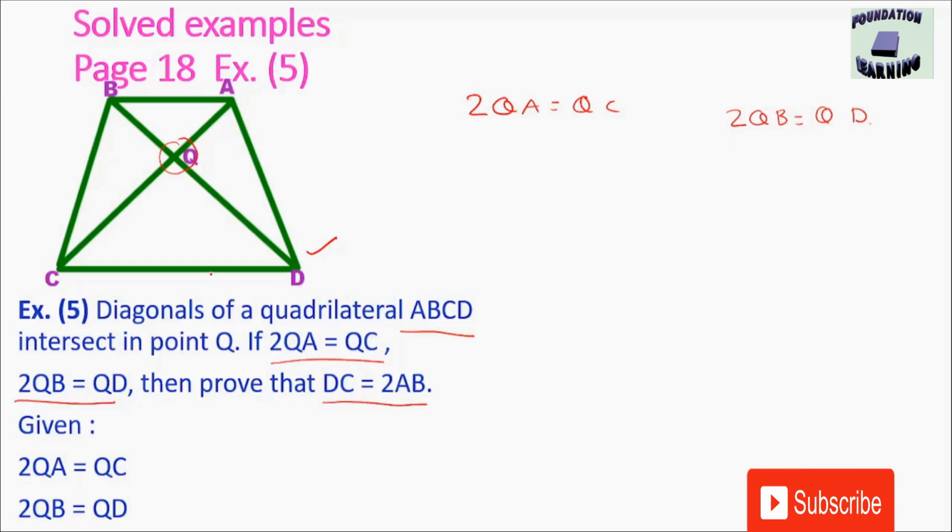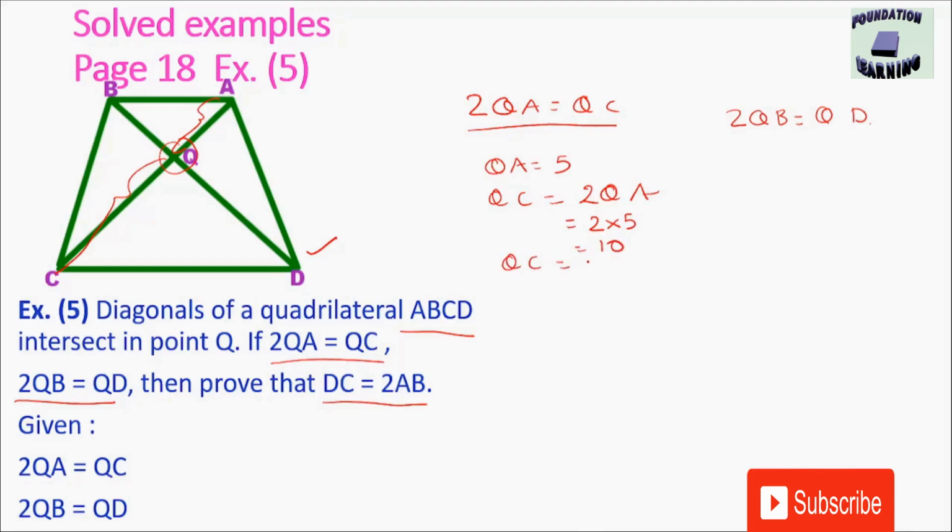Now, twice of QA is equal to the measurement of QC. That means QA is half of QC. Twice means what? If QA is 5, then QC will be how much? Twice of QA, right? It's given twice of QA is equal to QC. So 2 into 5 will become 10. So the value of QC will be 10.